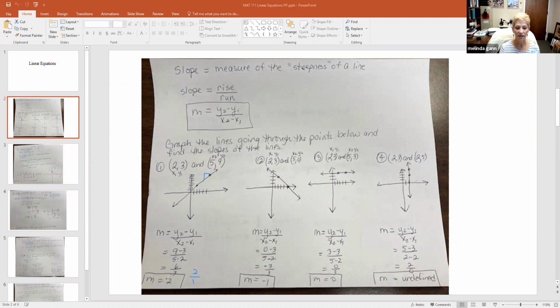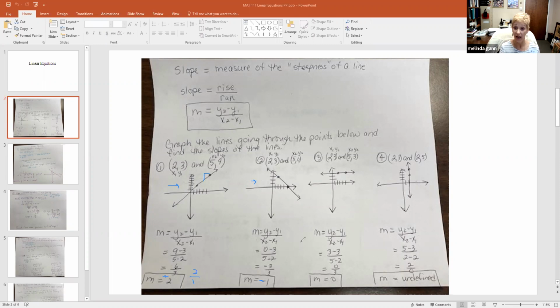Now, I want you to notice that this slope is positive and this slope is negative. And then I want you to look at the pictures. Do you see that when I go left to right, this line's going up, it's rising, and that slope came out to be positive? Now look at this one. When I look left to right here, my line's not going up, it's going down, it's dropping. And that slope came out to be negative.